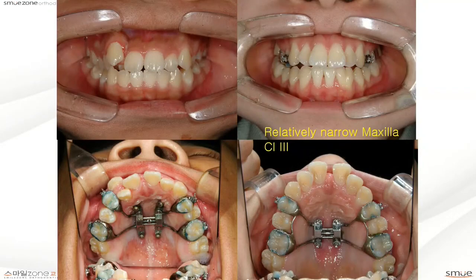Они думали, что у всех будет происходить расширение, но это было не так. И момент такой, что часто нам нужен этот аппарат у пациентов с мезиальным прикусом, потому что у пациентов с мезиальным прикусом часто бывает скелетное сужение верхней челюсти.